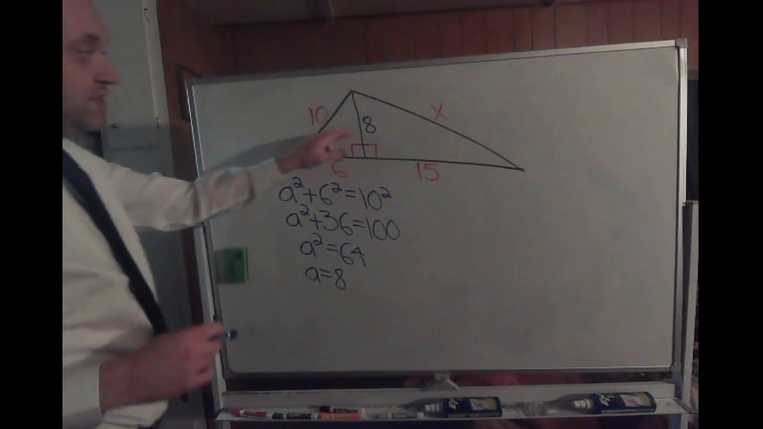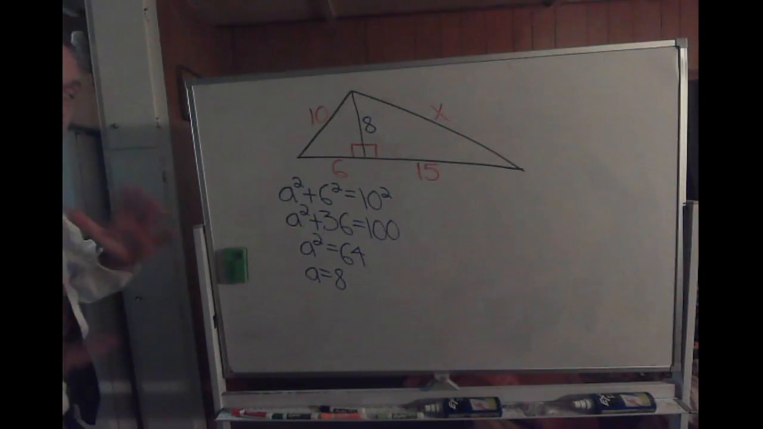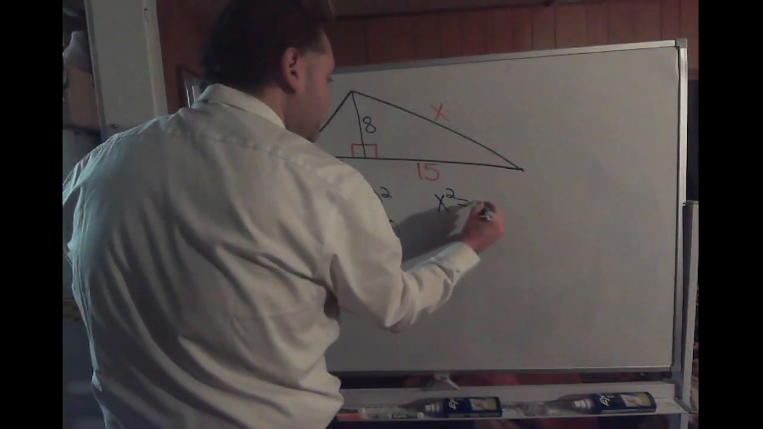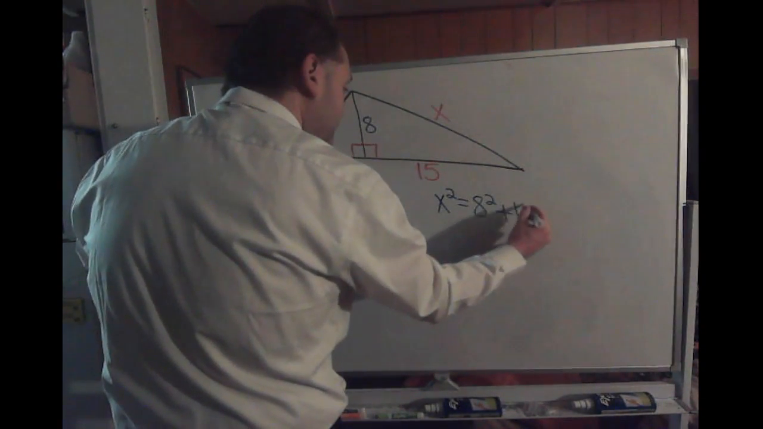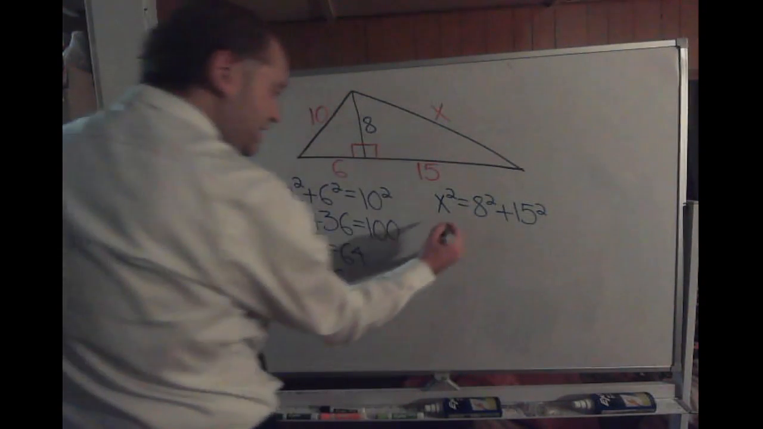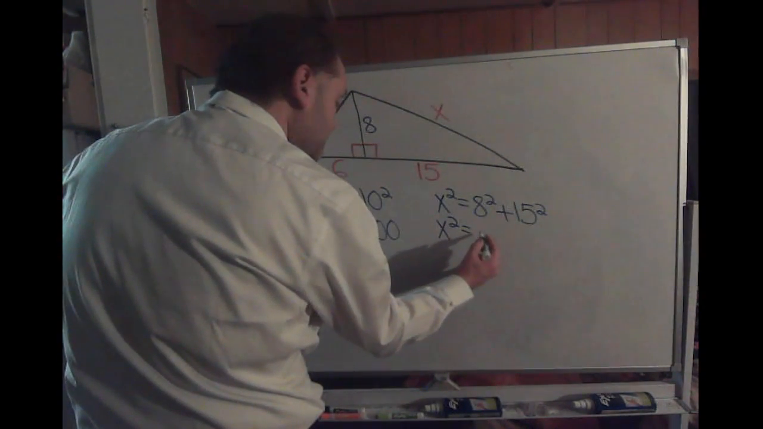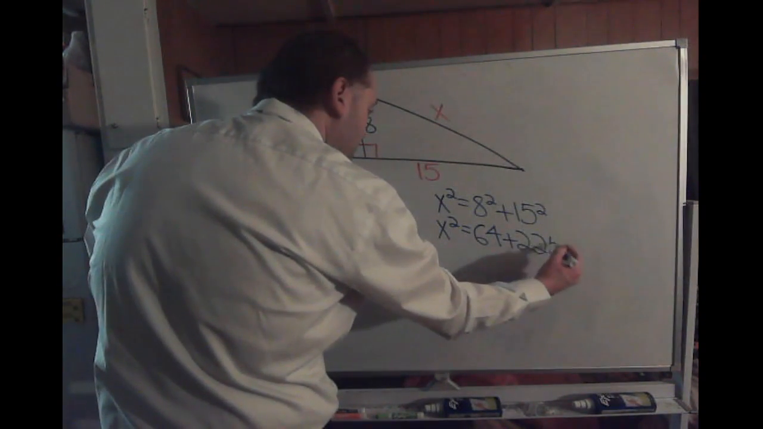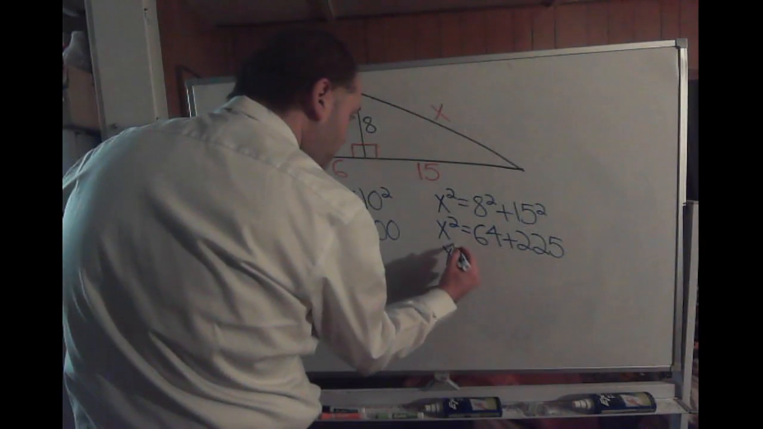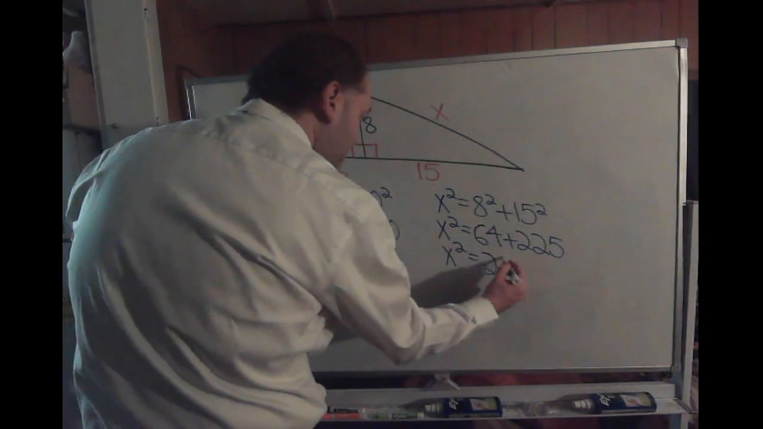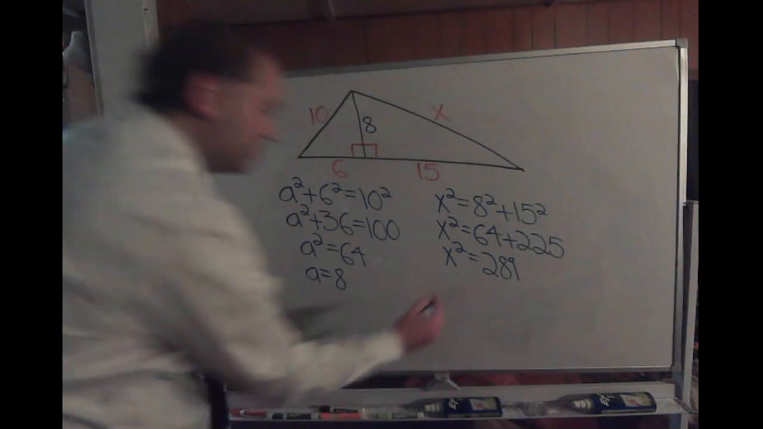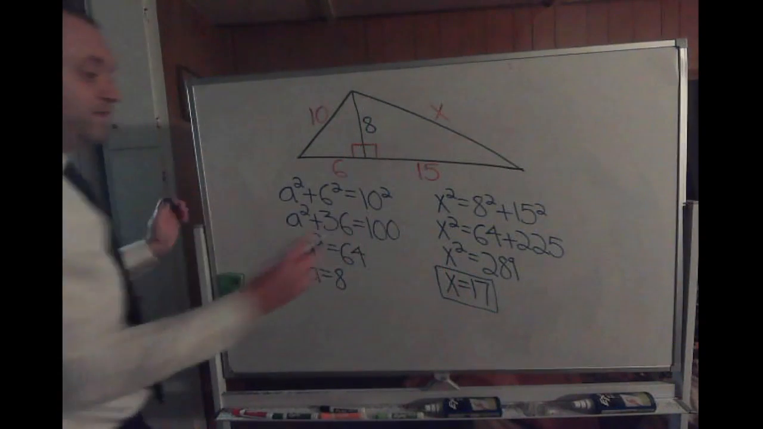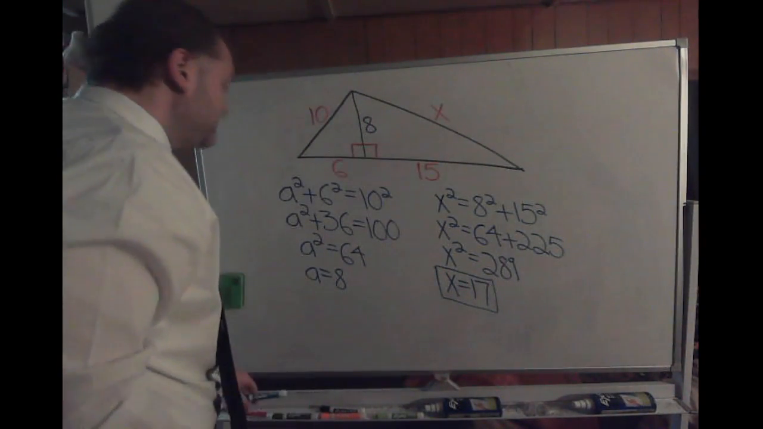Now that we have the length of this leg here, which covers both right triangles, we can proceed to finding x. So take your x squared, set that equal to your 8 squared plus 15 squared, which would then have to mean that x squared equals 64 plus 225, which means x squared equals 289, while the positive square root of 289 is 17. So the length of x would in fact be 17 in this case.